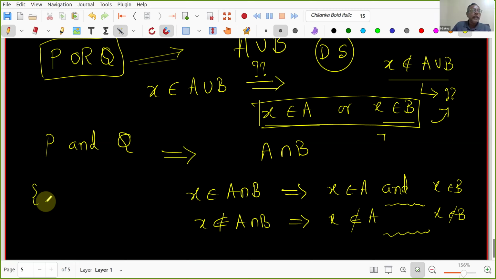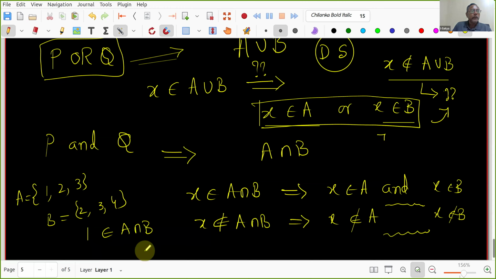Okay. So I am taking my A equal to {1, 2, 3}, right? My B is equal to {2, 3, 4}. Okay. This is my A and this is my B. So according to you, X is in A intersection B, right? No, sir. 2 and 3 belong to A intersection B. Intersection में होने के लिए दोनों में होना है, right? But why is 1 not in the intersection?